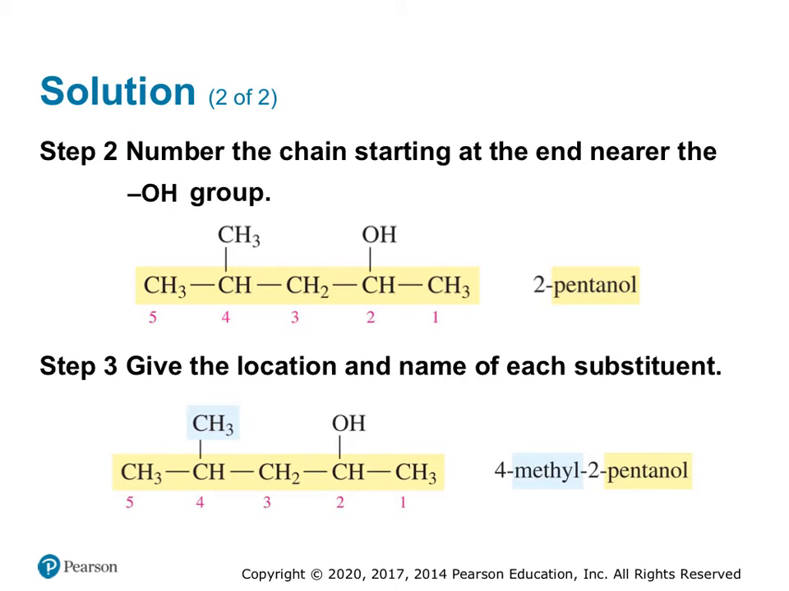We number the chain so that the OH group gets the smallest number, so I'm numbering this backwards, 1, 2, 3, 4, 5, so that the 2 carbon has the OH group, so then it's known as 2-pentanol. And then we have 1 substituent group on carbon number 4, so it's 4-methyl 2-pentanol.